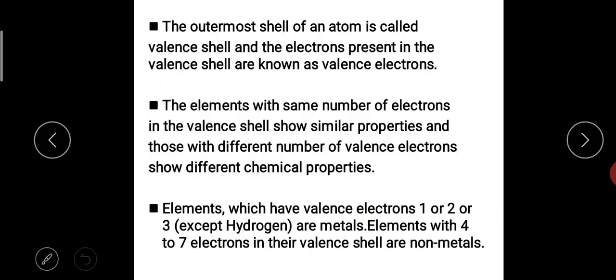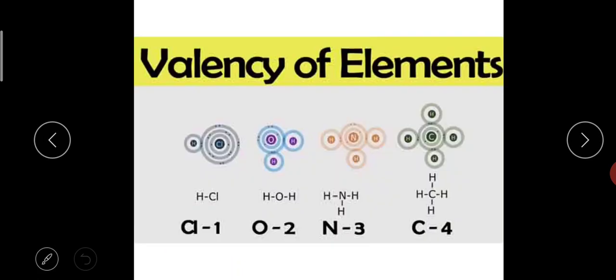The elements with the same number of electrons in the valence shell show similar properties. So there will be some group of elements whose valency will be 2, and they will have similar properties. Another group of elements will have valency 4, and they will show similar properties. Is it clear? See the last point: elements which have 1, 2 or 3 electrons, except hydrogen, are metals. Elements with 4 to 7 electrons in their valence shell are non-metals.